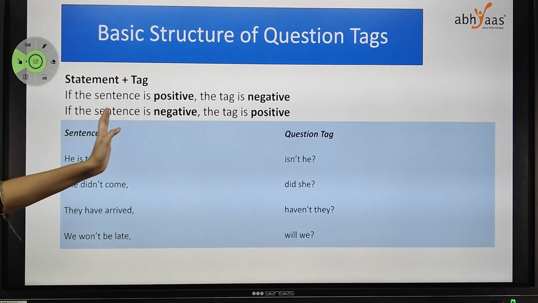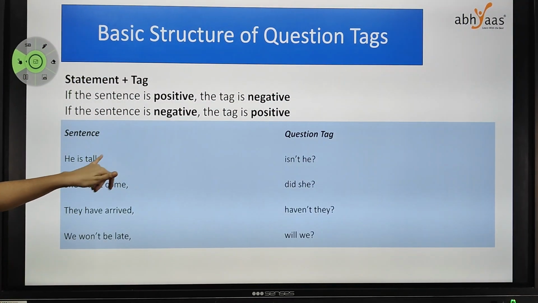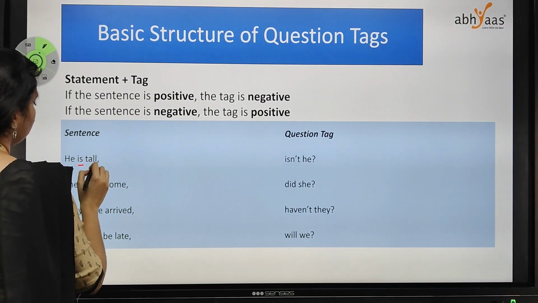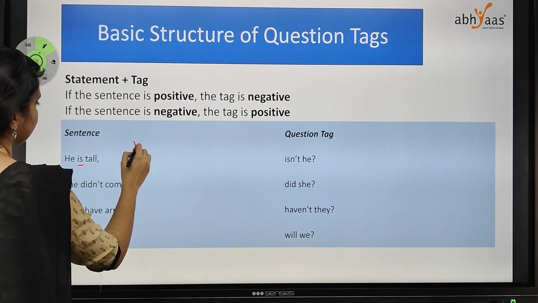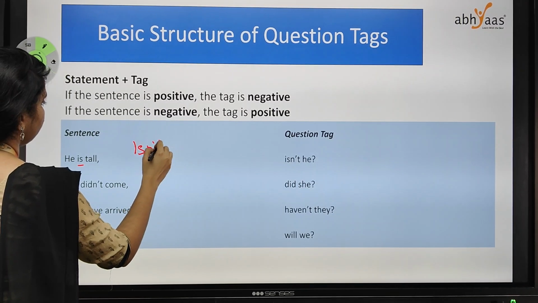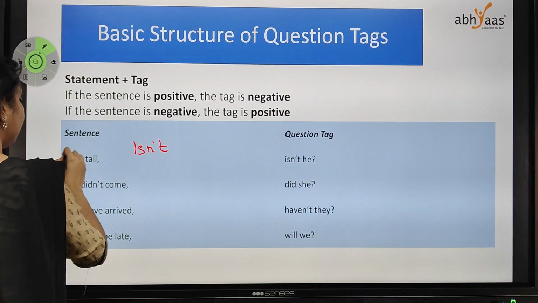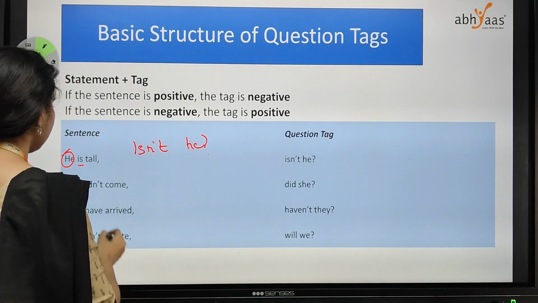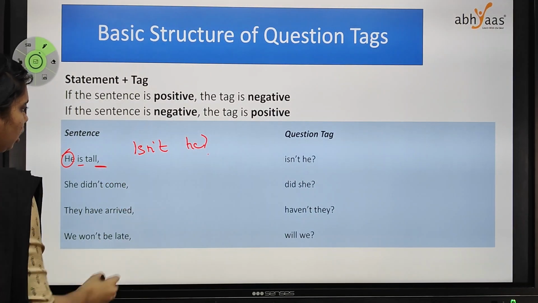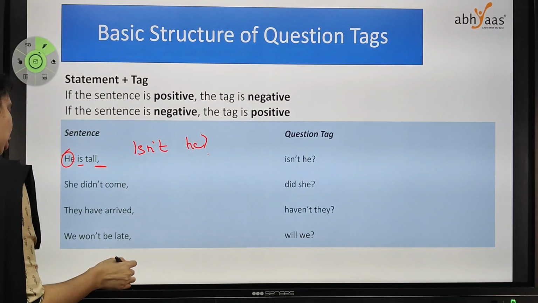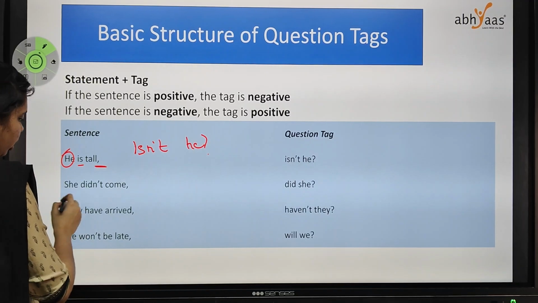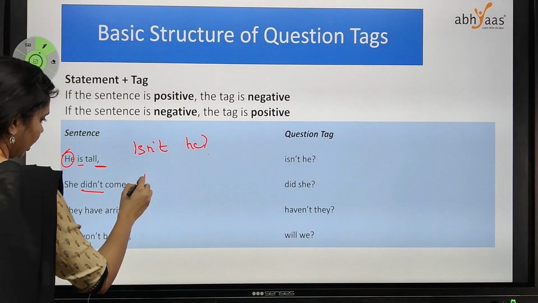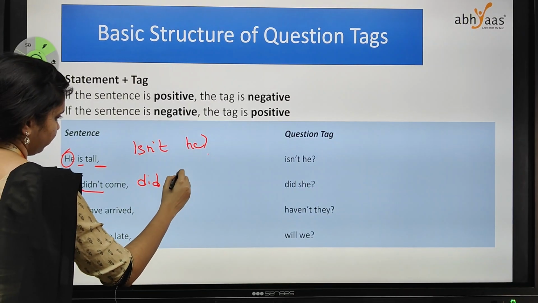Let's look at some more. He is tall. So what is the auxiliary verb present here? Is. So what should be the negative form of is? Isn't. What is the pronoun present here? He. So this becomes isn't he. And remember that there should always be a comma before introducing a question tag. If the comma is not present, then it's a punctuation error. She didn't come. So didn't is a negative. So we are going to write did she.